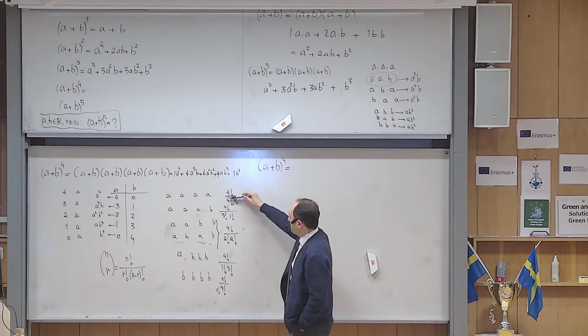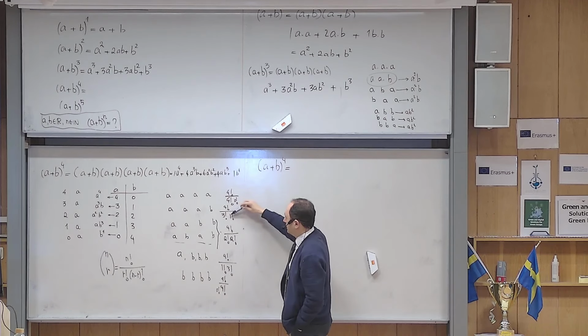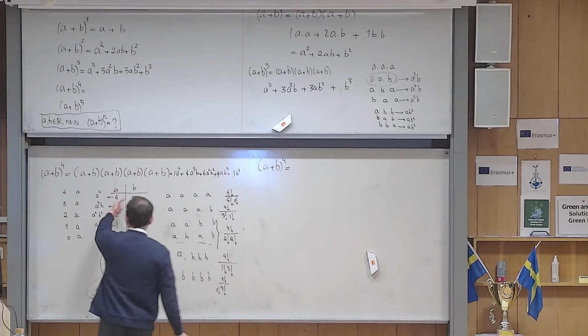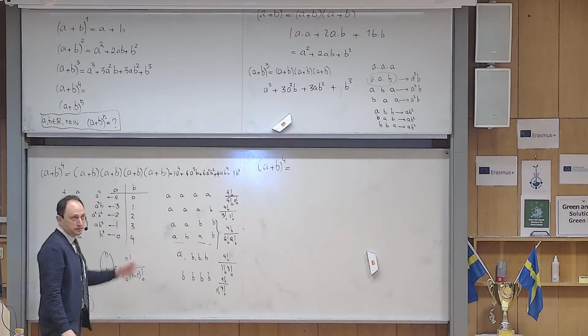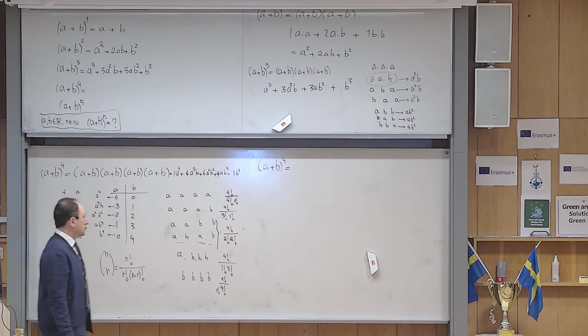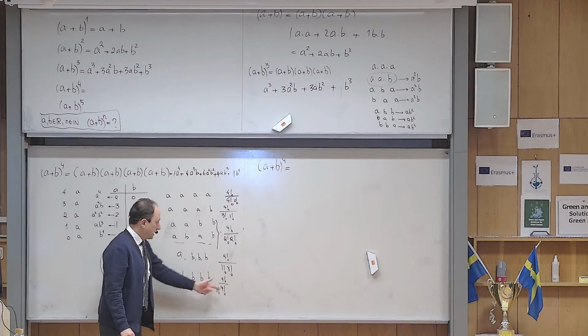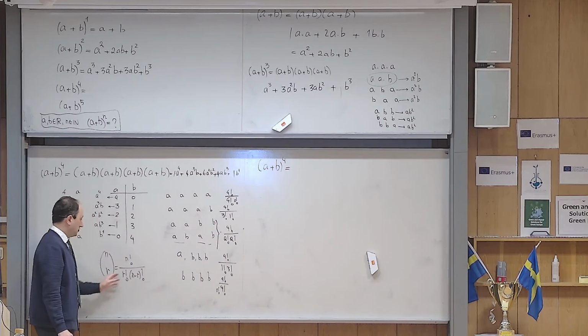But what can happen for the denominator? I have 4 and 0. I have 3 and 1. I have 2 and 2. I have 1 and 3. I have 0 and 4. Those numbers are exactly these numbers that you see here. Okay? But I can write all of them as a combination number.